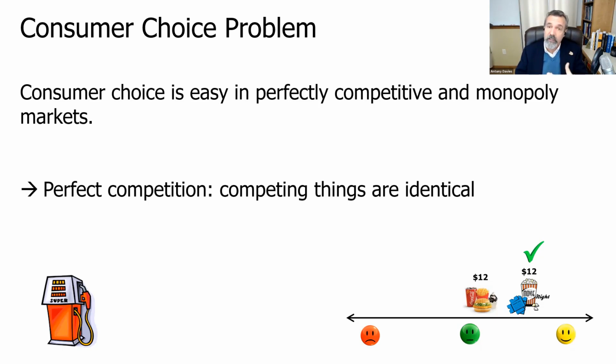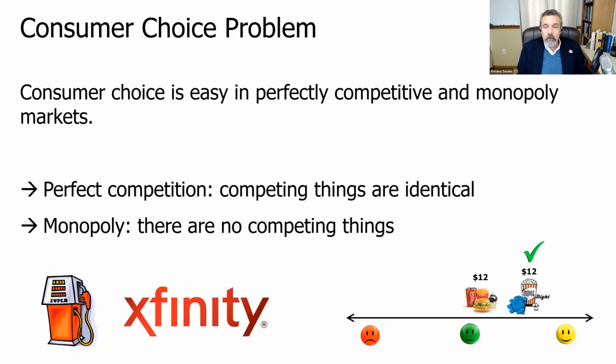And so if you're talking about just the gasoline, it becomes very easy to think about consumer choice. So too, if you're talking about a monopoly, it becomes pretty easy to think about consumer choice because there aren't competing things, right? If the only internet service provider you have is Xfinity, there's not much to think about here. It basically boils down to, do you want internet service or don't you? And that's your choice. There's not a lot of things to weigh. But here's the thing.